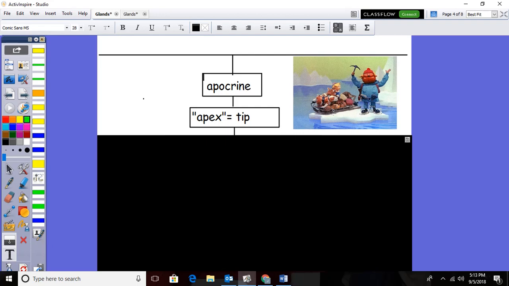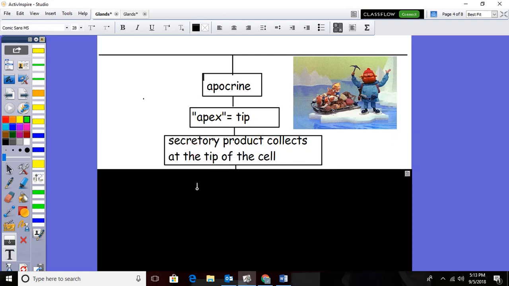So I put this picture of Yukon Cornelius and Hermie and Rudolph. If you've ever seen the Rudolph special in December, the tip of the cell breaks off very much like this little iceberg breaks off. Okay, so let's get this down in our next box.